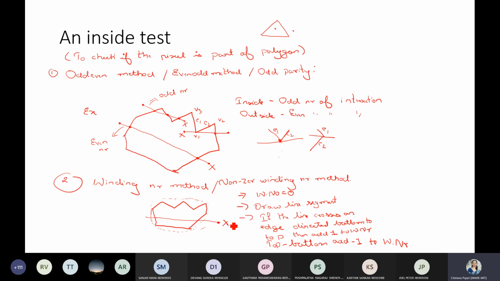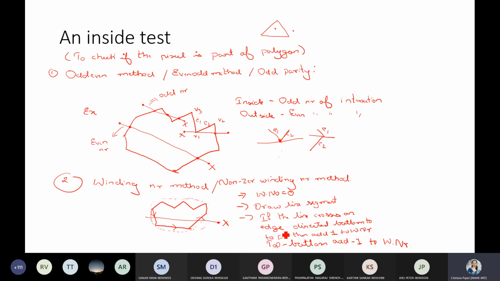In this case, the questioning point is this, to your point which is outside your polygon, and then you're going to check if the line crosses an edge directed bottom to top, then add 1 to it. So these are all my edges. Say for example, you have to give direction here. It can be clockwise or anti-clockwise, any one direction you can consider. So let's say I'm considering anti-clockwise.